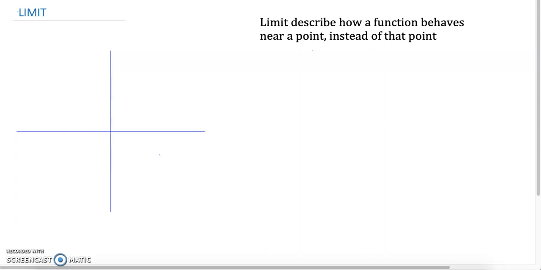Limit describes how a function behaves near a point. So what does this statement mean? Let us take the function y equals 2x. Graphically, y equals 2x is shown like this. We have x and y. Now, let's say we want to know the limit of y when x approaches 2.